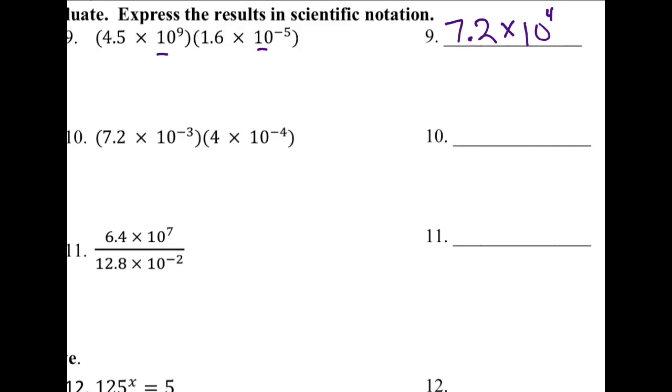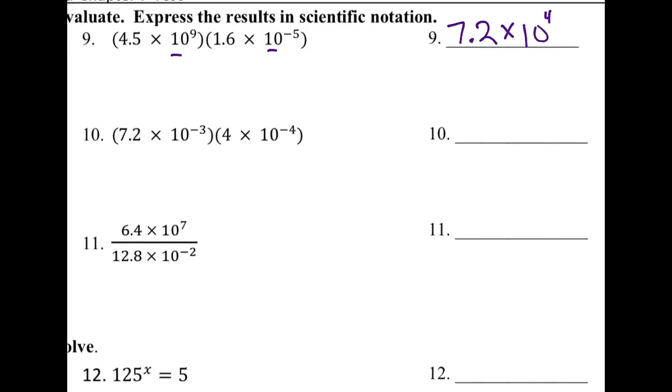Okay. Number 10. Again, we get to multiply our numbers. And 7.2 times 4 gives us 28.8. Now that's not scientific notation yet. To put this number in scientific notation, it would be 2.88. Right, one non-zero digit to the left of the decimal.